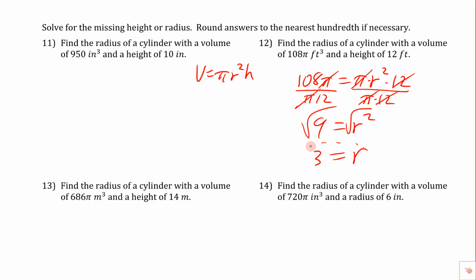So this right here is the answer, except we need to know what units go on there. The answer for this one is the radius. Since this is a volume in feet cubed, the height is in feet. This is going to be feet right here. So the answer to number 12 is 3 feet. We plug those into the formula. We solve that equation. In this case, we had to undo the squaring by taking a square root. Okay, one of the problems is done for you on the assignment. Good luck with the rest of them.